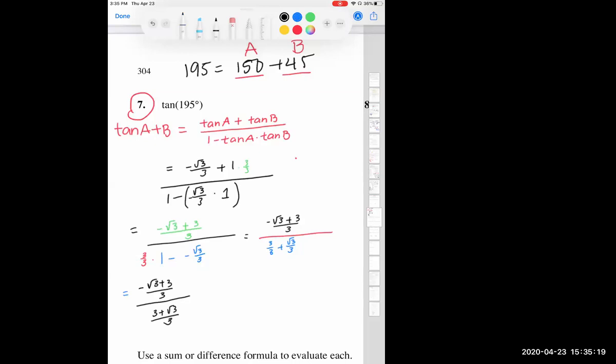Okay, because we have the same denominators in the top and bottom, those will cancel. So that we're left with negative square root of 3 plus 3 all over 3 plus square root of 3. And that's our answer. Even though they're the same numbers, top and bottom, it's tempting to just say it's 1, but that negative in the front of the radical 3 makes it different.